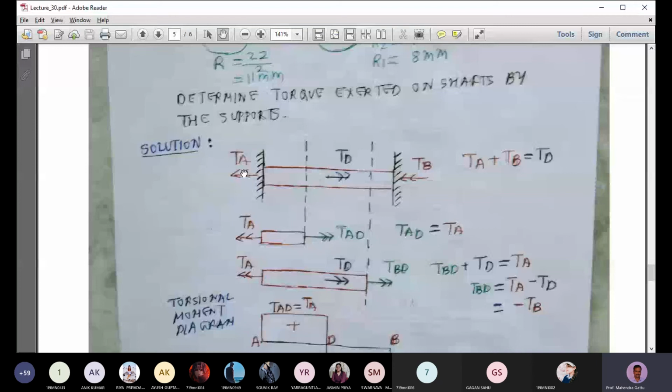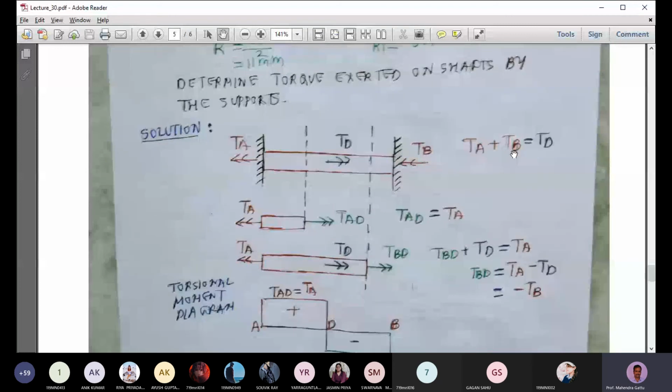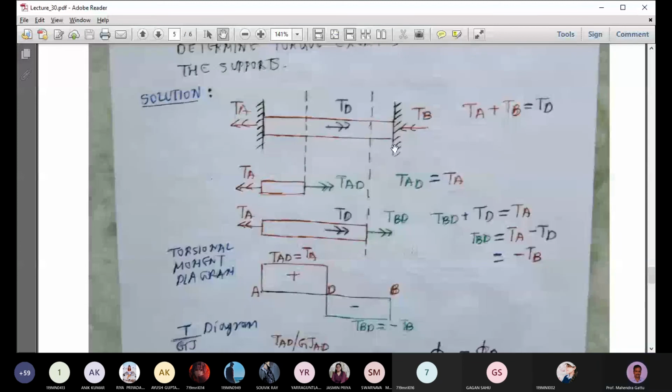So how to get that equation? We have to use the compatibility condition. The compatibility condition means that the net change in twist angle is 0. So the plane here will not move relative to the circular plane there. There is net change in twist of 0 between phi B and phi A. Okay, so that is the compatibility condition we use.